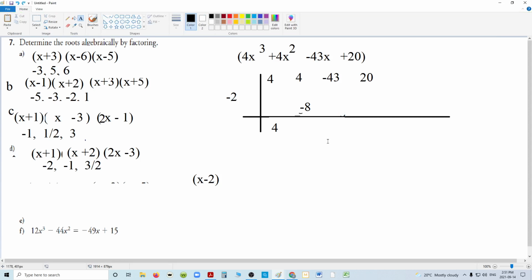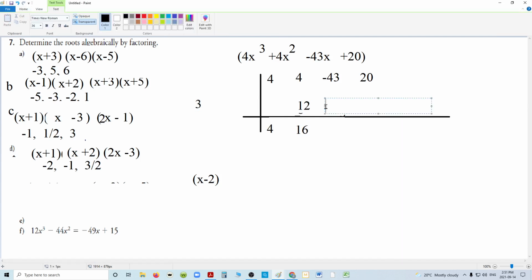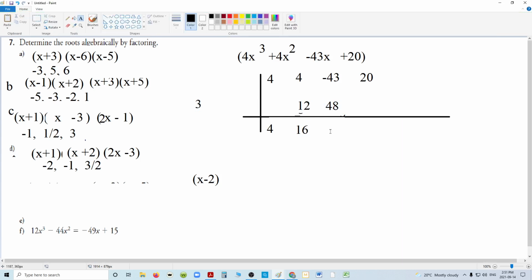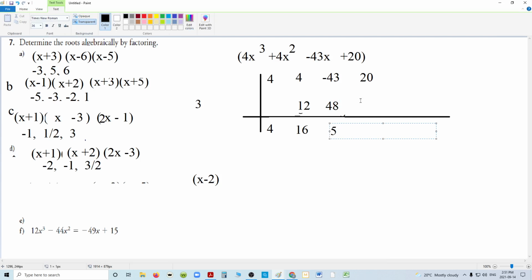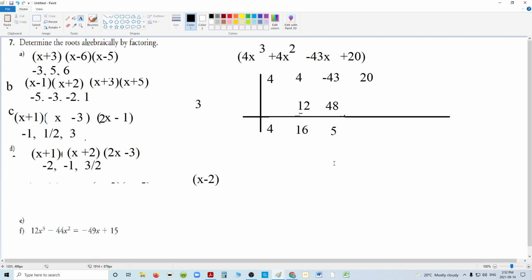Nope. So we're going to try minus 3 or 3. Let's try 3. Close. Make sure I didn't get it wrong. 16. Plus 5, close. Maybe 4 then, but let's try minus 3.